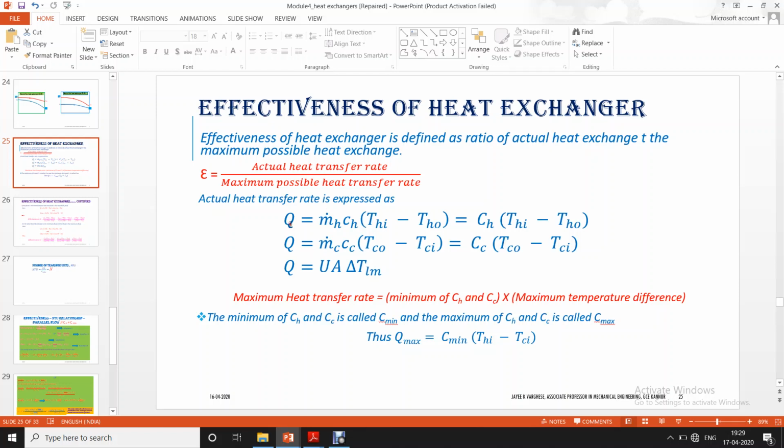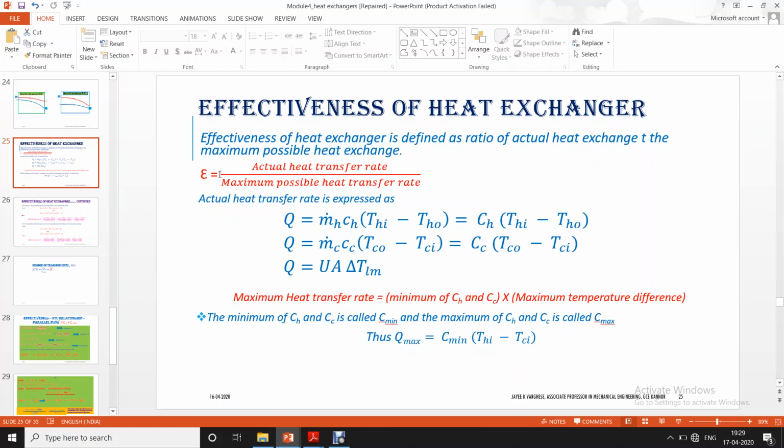Unlike what I said in the last lecture, I think it is better to continue with the lecture before actually solving the problems, because we need to gain some more theoretical concepts before solving any problems. So I thought of giving the concept of effectiveness and NTU, and the derivation of effectiveness-NTU relations, etc.